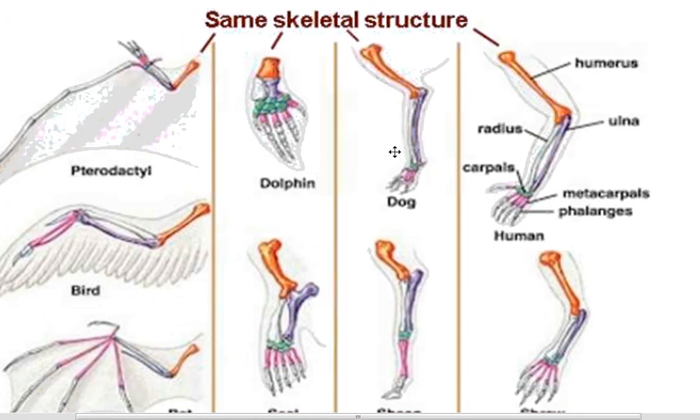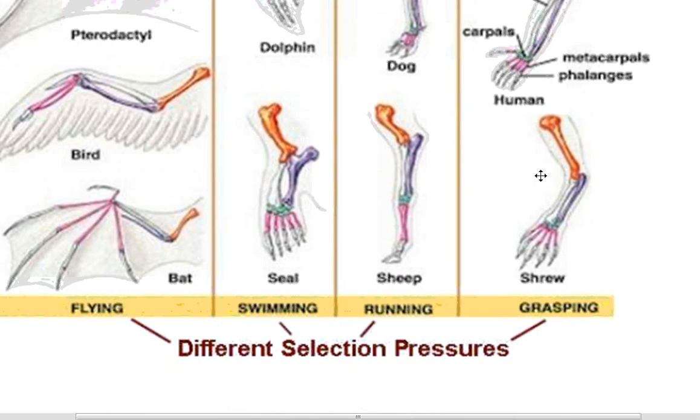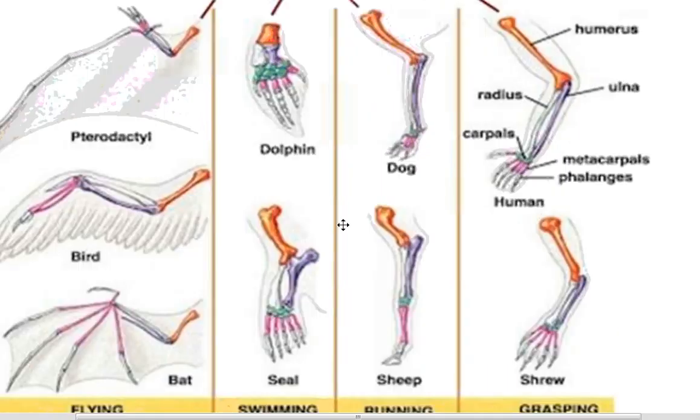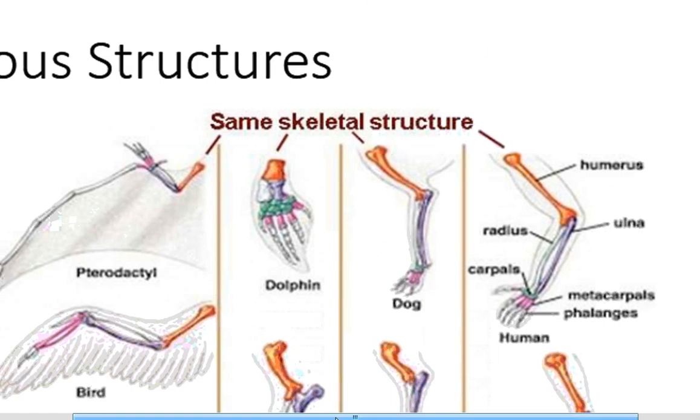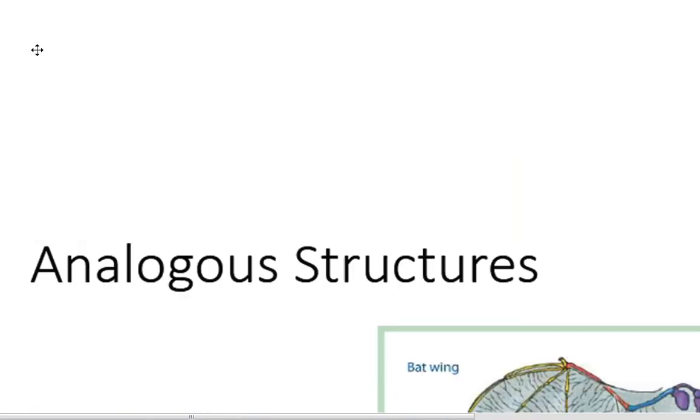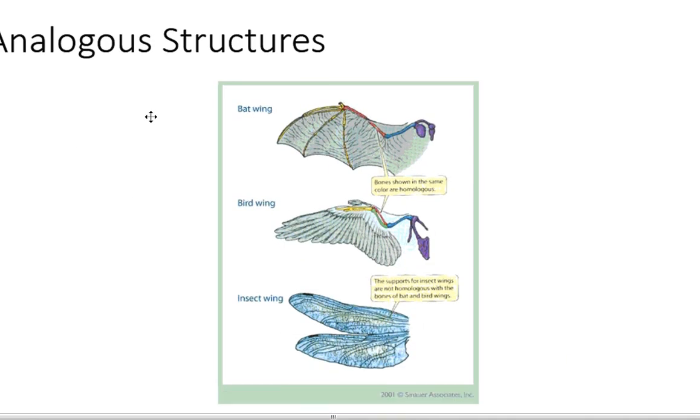Well, they all use theirs for different functions. Dolphins to swim, dogs to do dog things. Humans have a very wide range of uses for their arms. Bats use their hand and their arms to fly. Something completely different than anything else. However, notice all these structures are very similar to one another, showing a common ancestry between them. This is homologous structures.